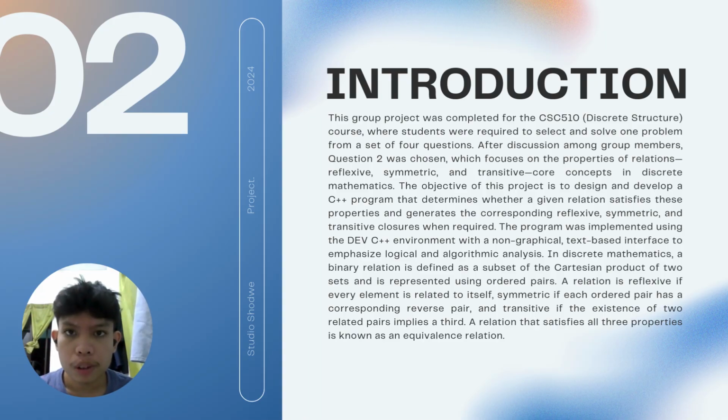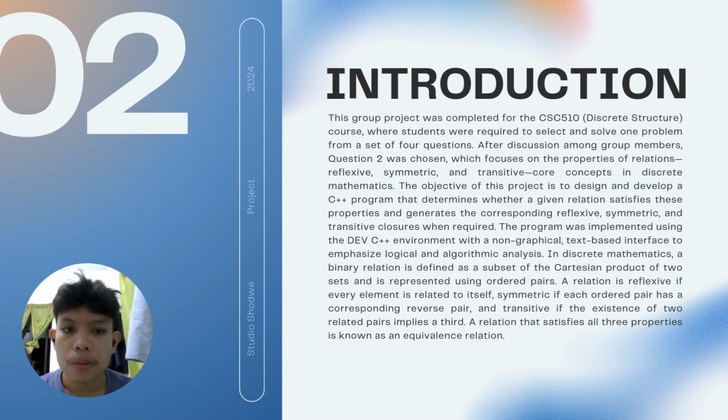Okay, so for the introduction, this group project was completed for CS510, which is discrete structure course, where students were required to select and solve one problem from a set of 4 questions. After discussion among group members, question 2 was chosen, which focused on the properties of relation: reflexive, symmetric, and transitive, core concept in discrete mathematics.